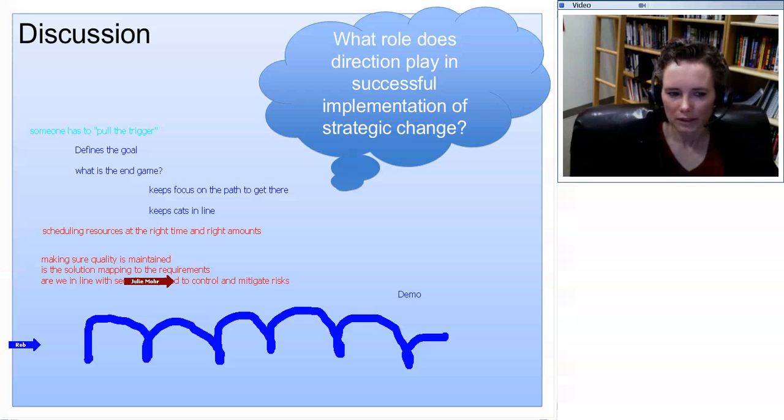You know, scheduling resources at the right time, the right amounts. Yes, they're going to do a lot of the conflict management that may occur, the conflicts that naturally come out of organizations that tend to be running on the least amount of resources and capabilities as possible to keep things operational. So this role of direction is pretty important to ensuring the success of strategic change. There's where I was heading, eliminate roadblocks. Thank you.